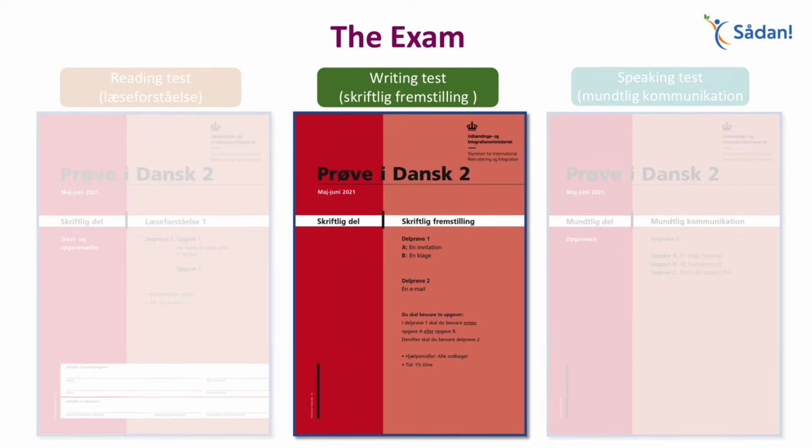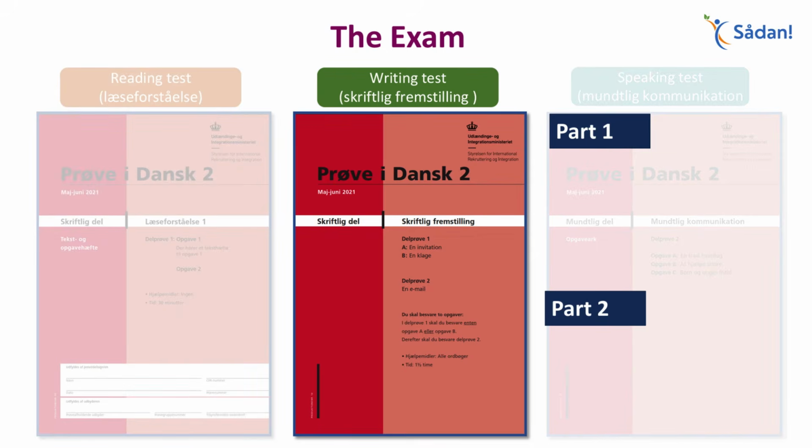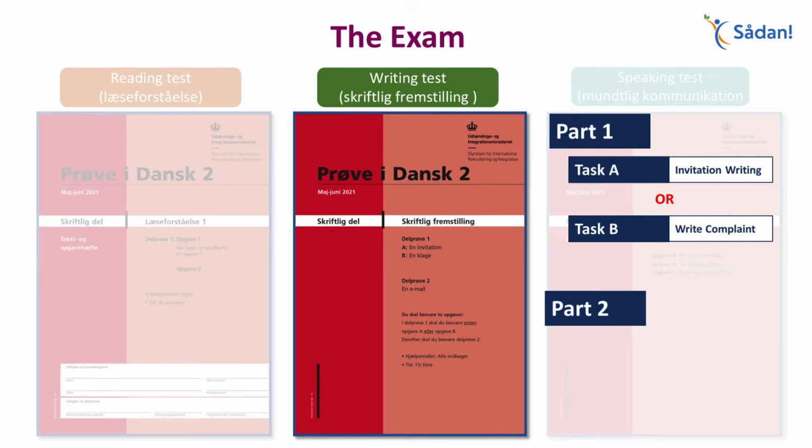The writing test has 2 parts in it. In Part 1, there are 2 tasks, Task A and Task B, about writing messages, notes, reviews, invites, etc. For example, Task A could be an invitation writing and Task B could be a complaint writing. You need to complete any one out of these 2 tasks. Either Task A or Task B.